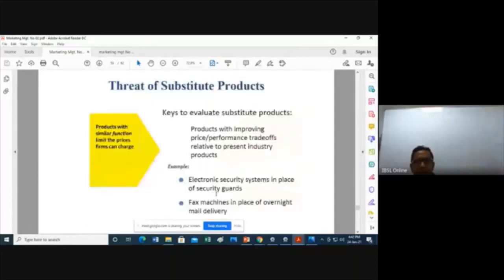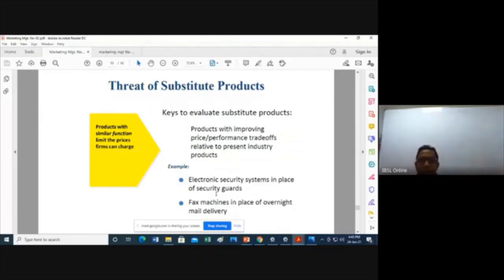Threat of substitute products. Again, keys to evaluate substitute products: products with improving price-performance trade-off relative to the present industry product. Example, electronic security system in place of security guards.